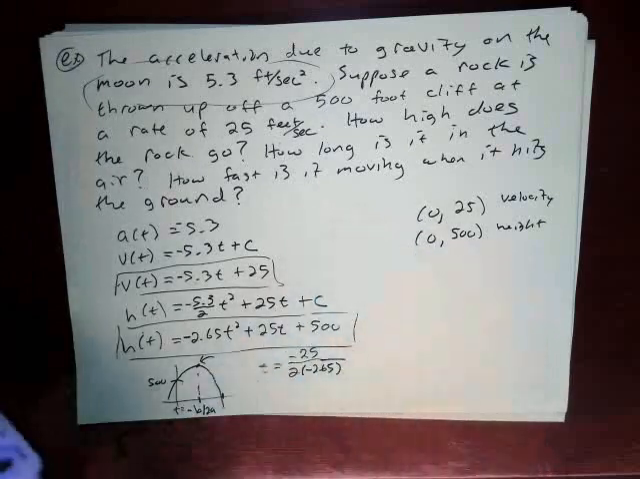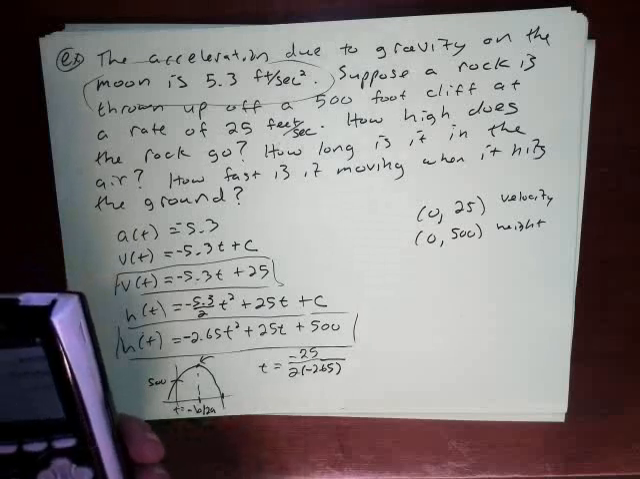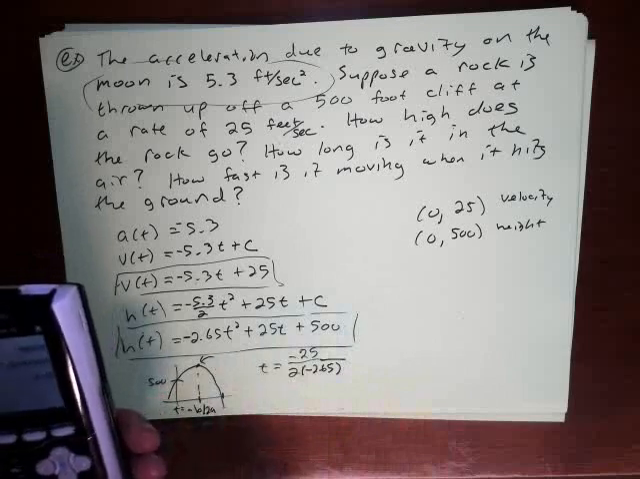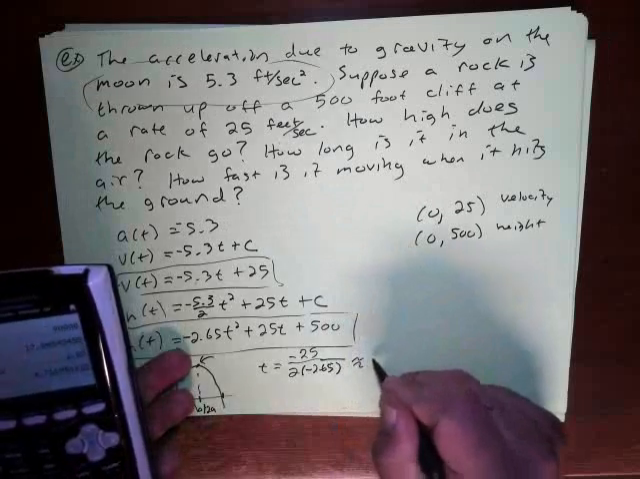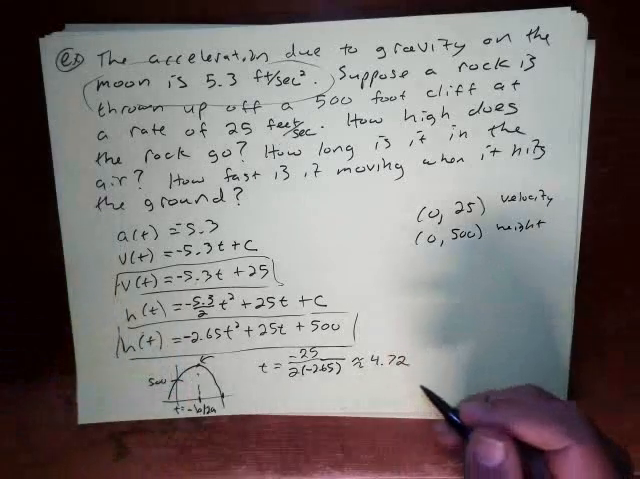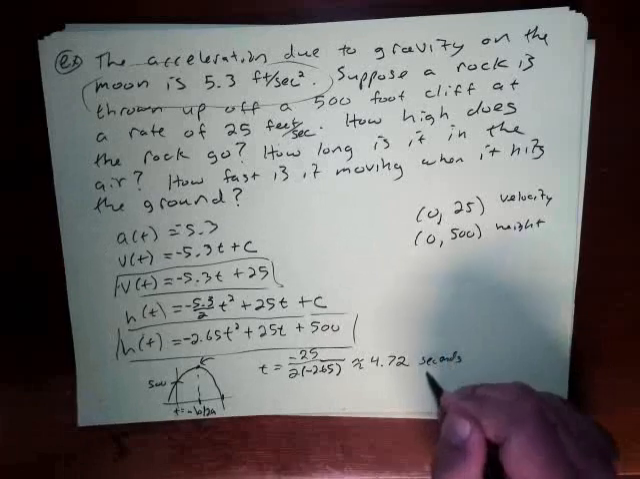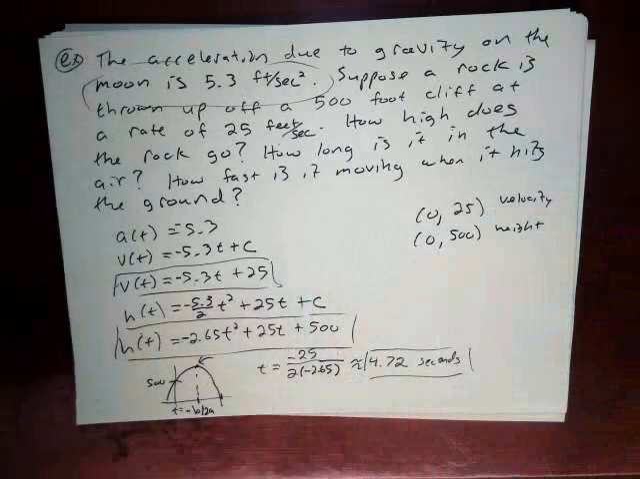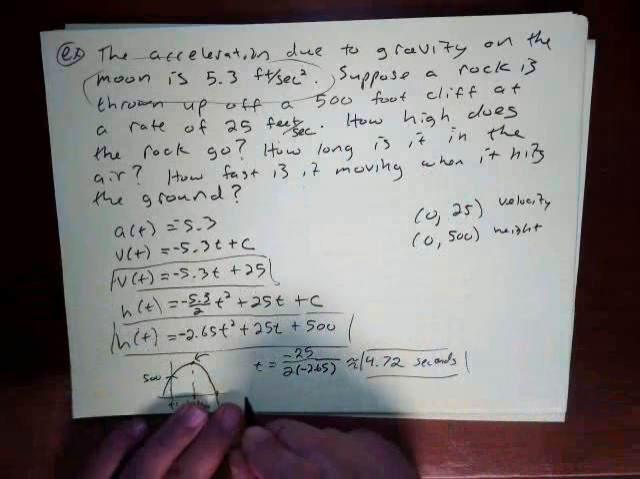So this is how long it takes to reach its maximum height. So negative 25 divided by, and this would be just negative 5.3. And I get that this is approximately, I'll round to 2, we'll say 4.72 seconds. So this is how long it takes for the rock to reach its height, but this isn't what it's asking for. It wants to know how high does that rock go.